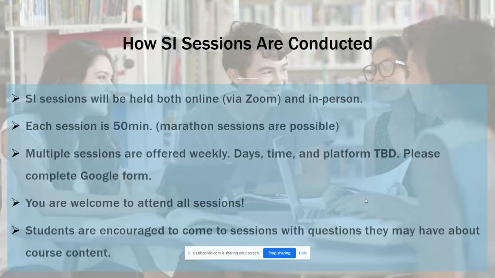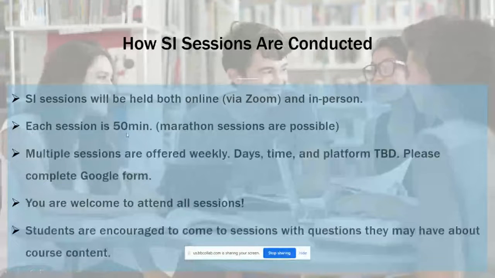So this is a little on how the SI sessions are conducted. SI sessions will be held both online via Zoom and in person. So we're doing either one. Like some people learn better online. They feel more comfortable through Zoom, and some people feel they learn better in person. So I'm going to be doing a combination of both.